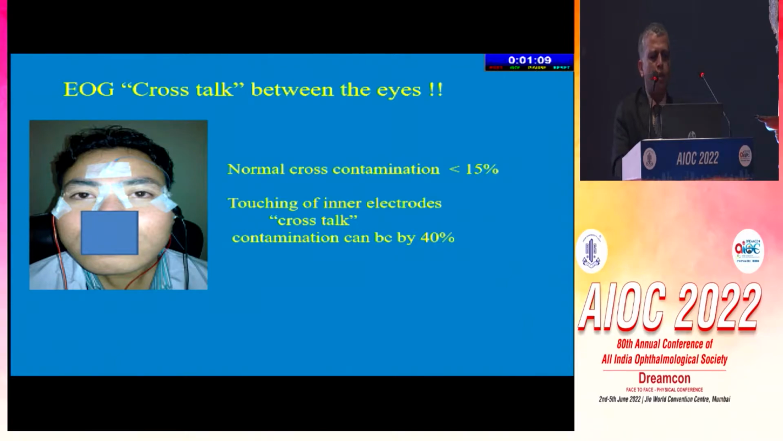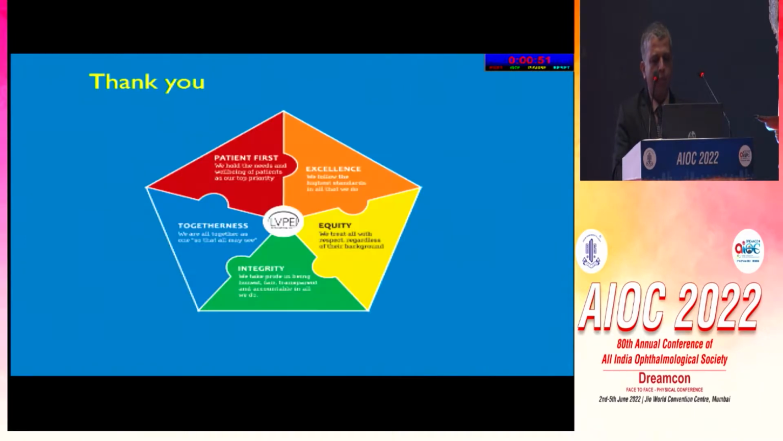Now finally, this test needs lots of cooperation, and if you are not careful, sometimes you can get erroneous results. For example, in this case you see that the electrodes, when they touch each other, can affect the result of the other side, so-called kissing electrodes. Normally they affect by less than 15%, so one needs to be careful. So I stay here and can take questions.